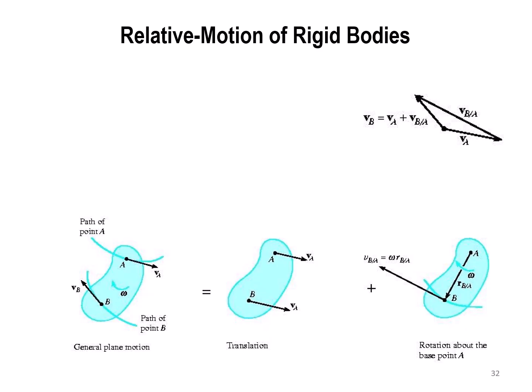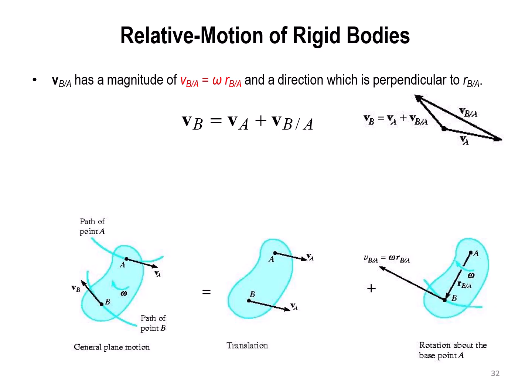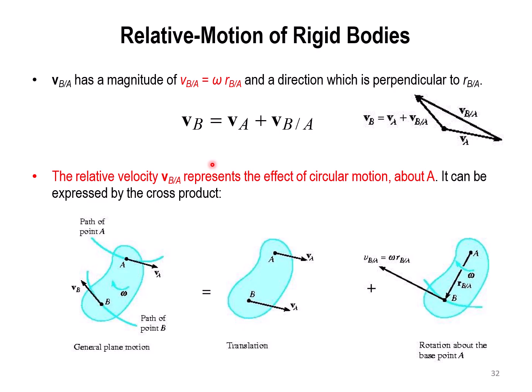Now for the relative motion of rigid bodies in general. If the velocity of the link BA has a magnitude of VBA, which is equal to the omega multiplied by the RBA, and the direction is perpendicular to the length of the RBA, then simply we can say that the V of point B is equal to the VA plus VB over A. And thus, that's what we call the relative velocity equation. So the relative velocity VB over A represents the effects of the circular motion about the point A.